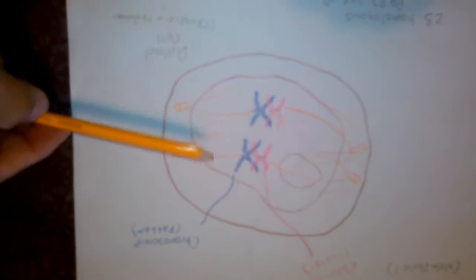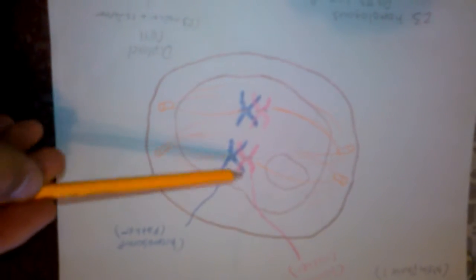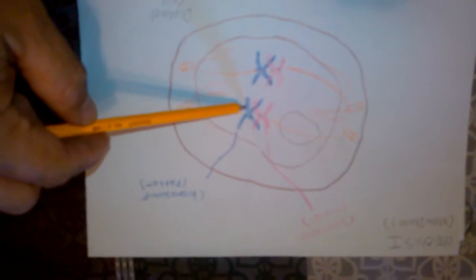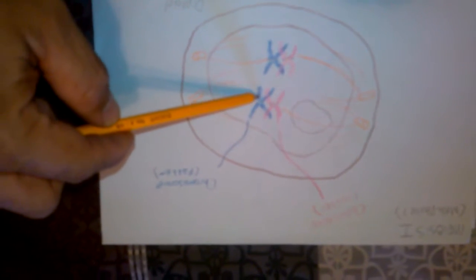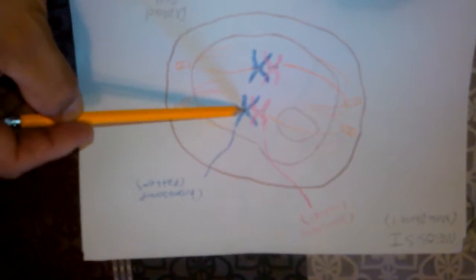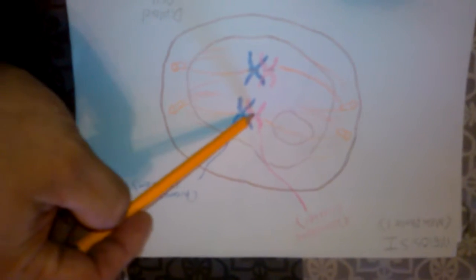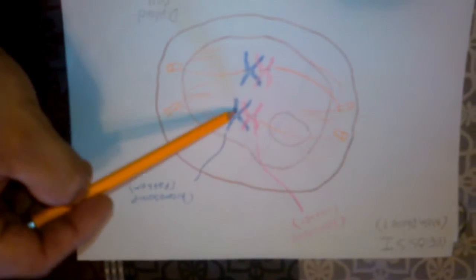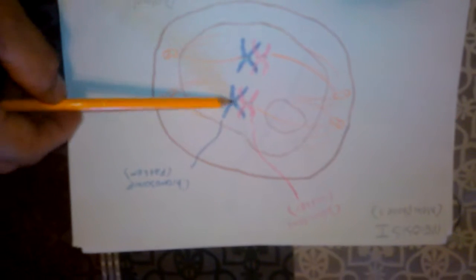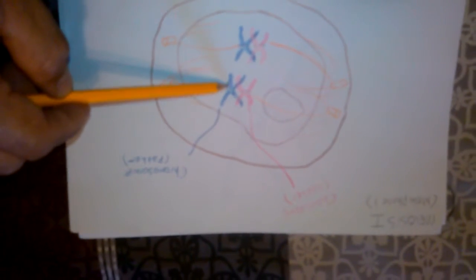Now, meiosis 1, it's similar to mitosis, but a lot different. Instead, these chromosomes pair up to form homologous pairs. You have a chromosome from your father, double-stranded, and a double-stranded chromosome from your mother. They share the same genetic material or DNA, and that's what makes them homologous pairs.